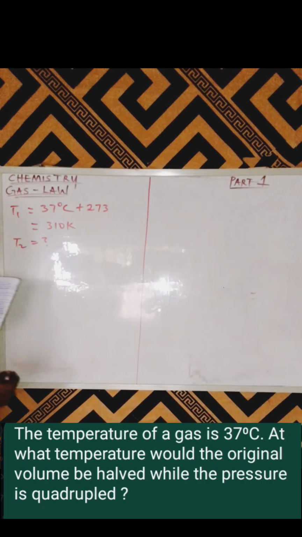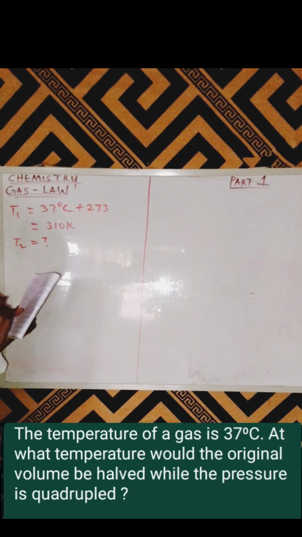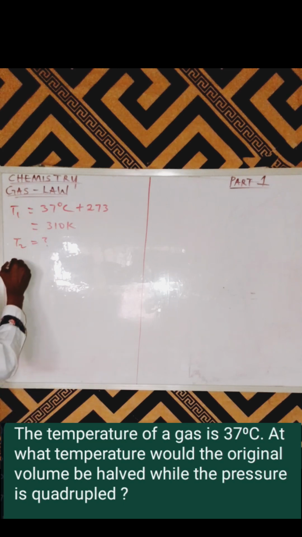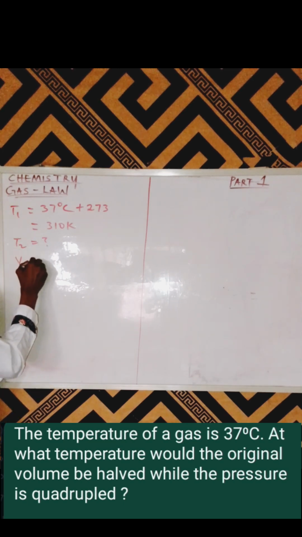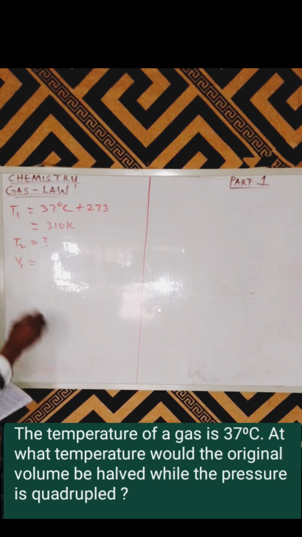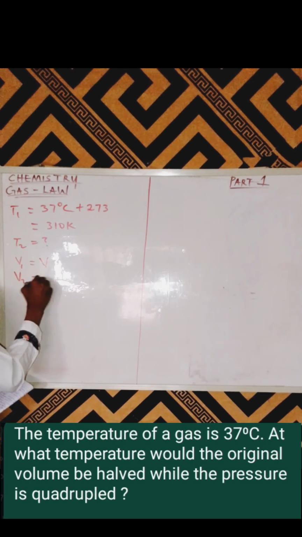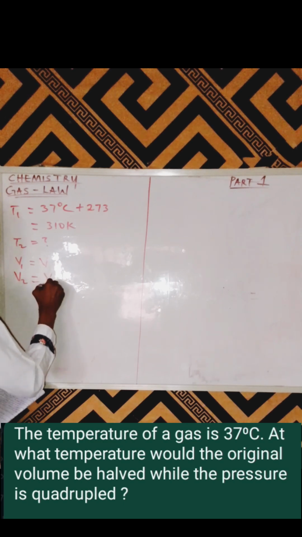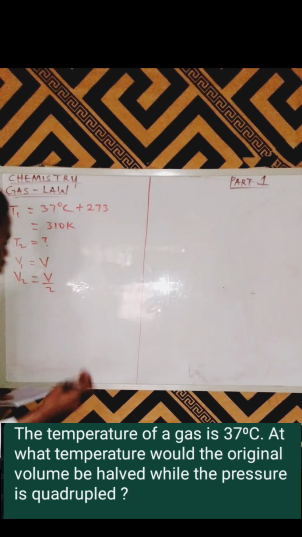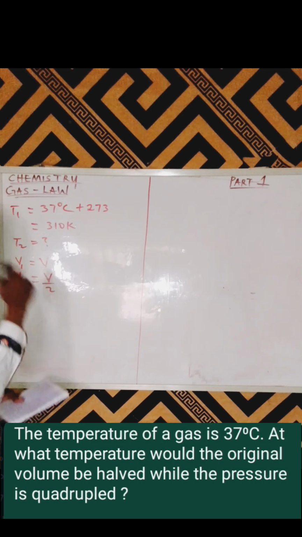Now let's go. I'll read the question again. They said that at what temperature would the volume be halved? It means that if V1 is equal to V, then V2 is equal to V over 2. Just try to apply maths and wisdom together. If V1 is equal to V, it means that V2 is equal to V over 2.